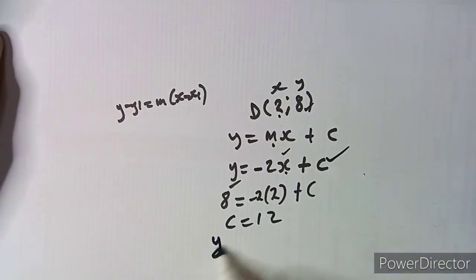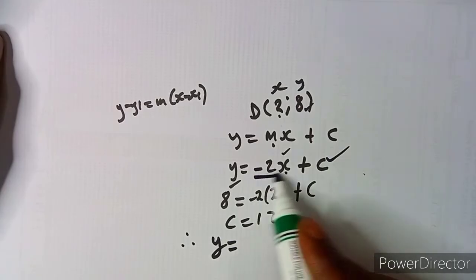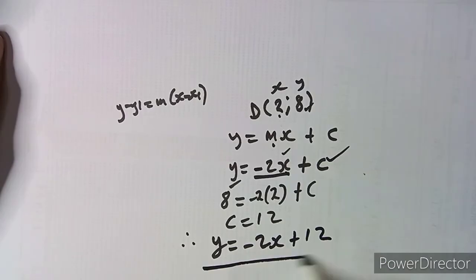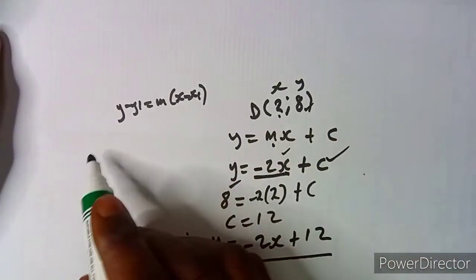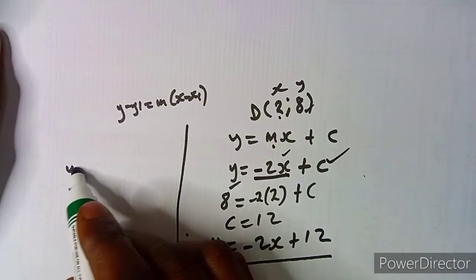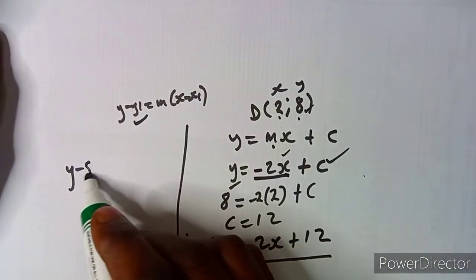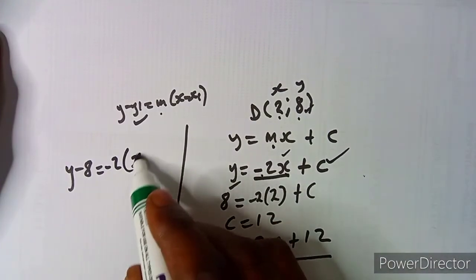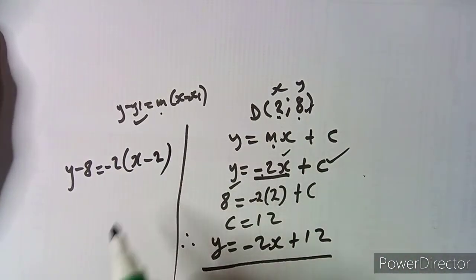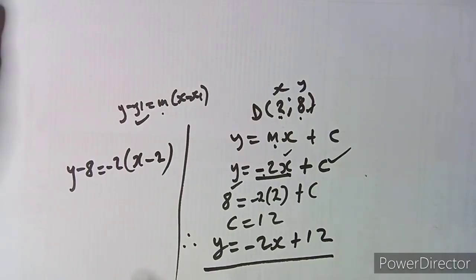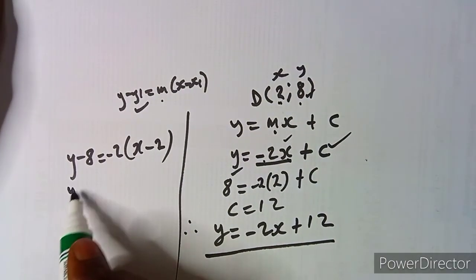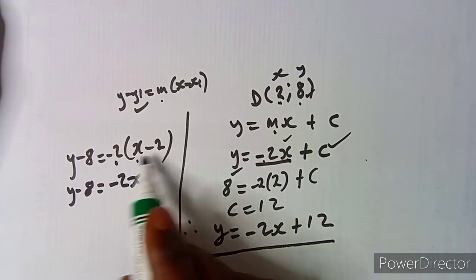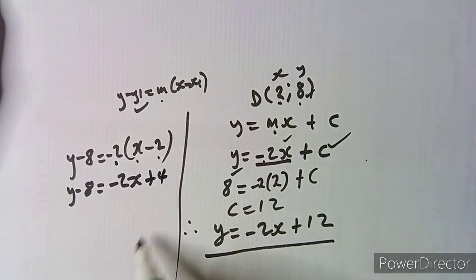Therefore, the equation is going to be y is equal to minus 2x, which is already there, plus c, which is plus 12. So you're supposed to obtain the same answer even if you use this condition of y minus y1, which is 8, which is equal to m, which is the gradient, minus 2, into x minus x1, which is 2. You're supposed to obtain the same answer. Okay, let's expand. y minus 8 is equal to minus 2 times x. That's minus 2x, minus 2 times minus 2, which is plus 4.